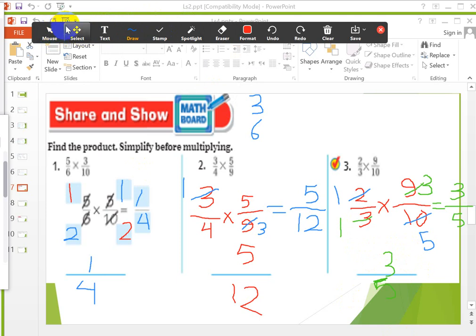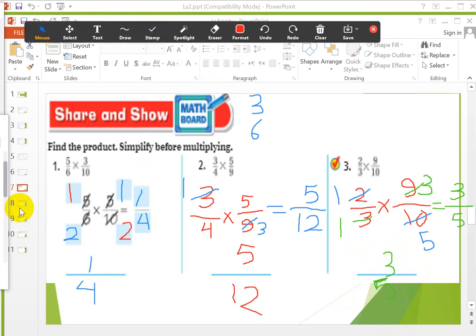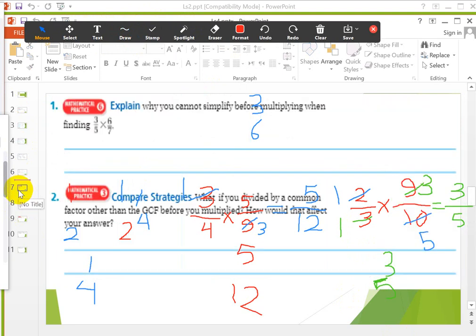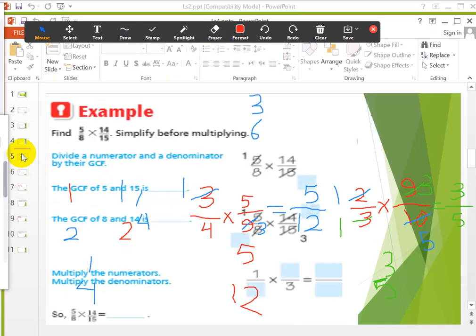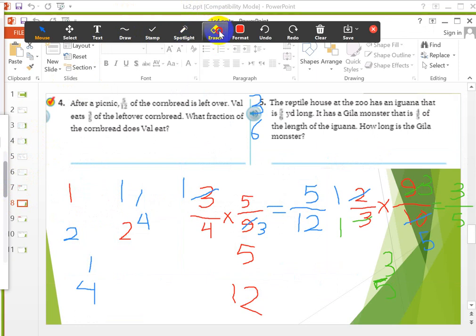So let's move to exercise number 4. Okay. This is exercise number 4. No, not this. Okay, I'm sorry. This is exercise number 4. This is a problem, and let's solve this problem together.